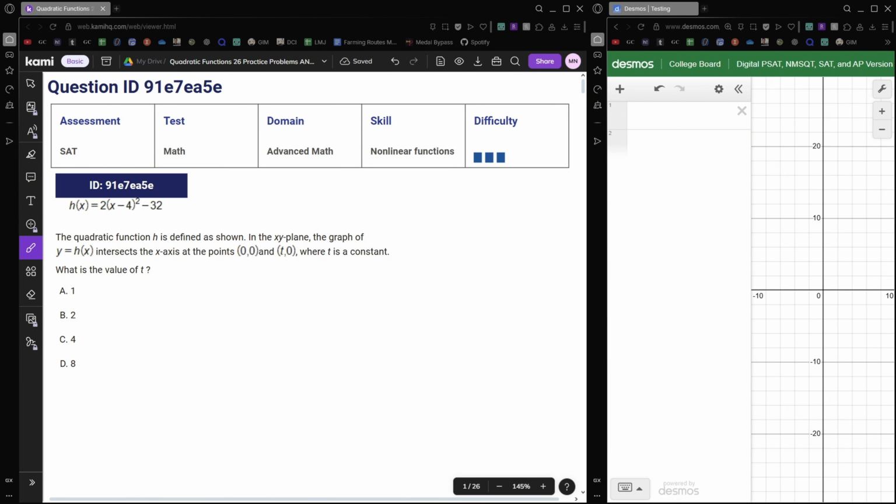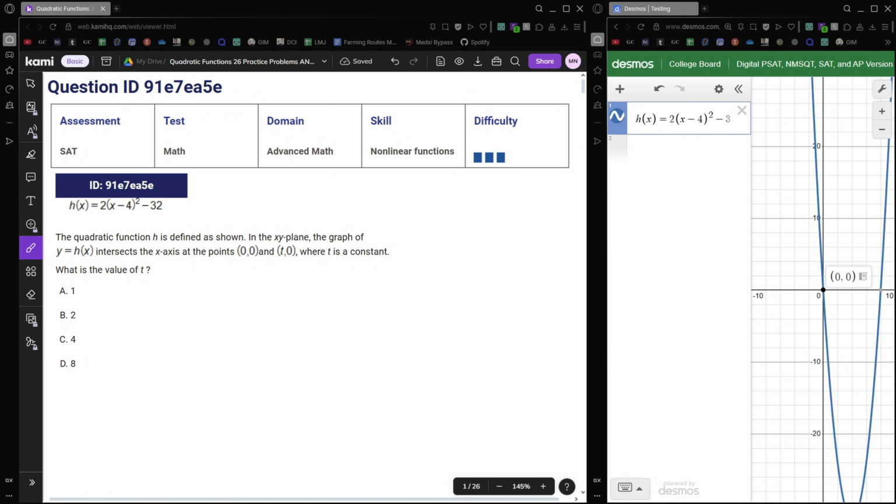The quadratic function h is defined as shown. In the xy plane, the graph of y equals h of x intersects the x-axis at those 2 points, where t is a constant. What is the value of t? Let's go ahead and put that equation into Desmos. Now they're asking us to find the x-intercepts. We have one at 0, 0, but they already mentioned that. And then our second one is at 8, 0. So that means that t will be equal to 8, and our answer will be D.